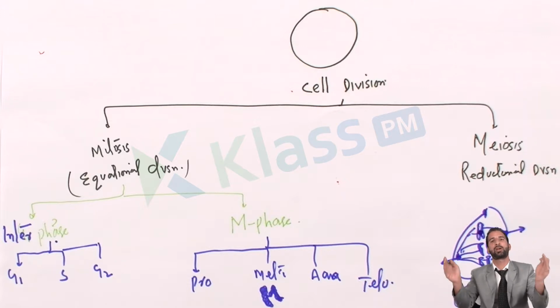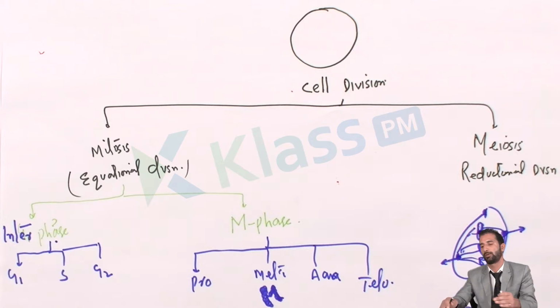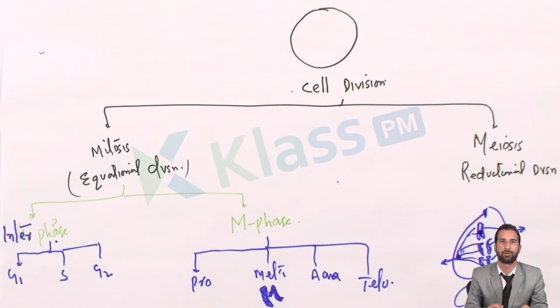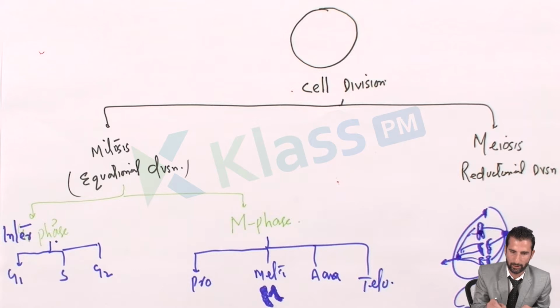Reductional division means the overall number of chromosomes is halved when the cell divides in meiosis. When the cell divides in mitosis, each and every daughter cell receives an exact copy of the genetic material from the parent cell. So it is an equal division of the genetic material.